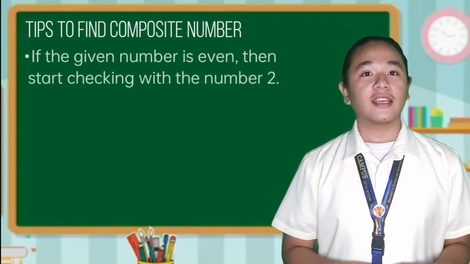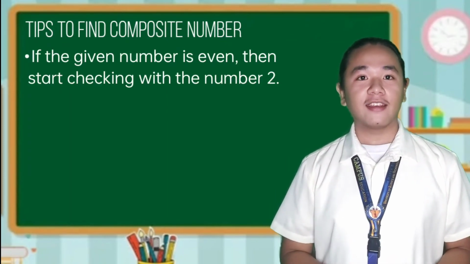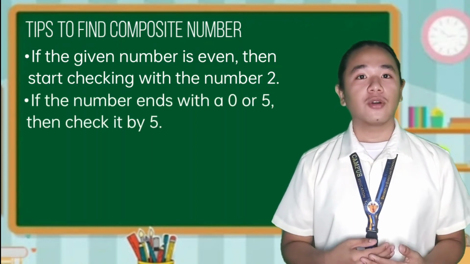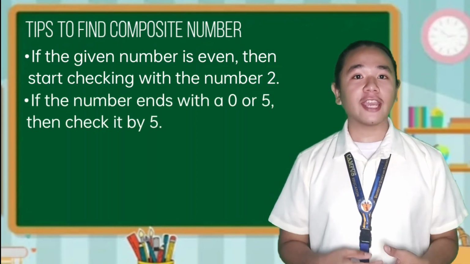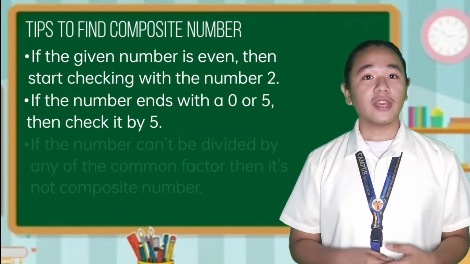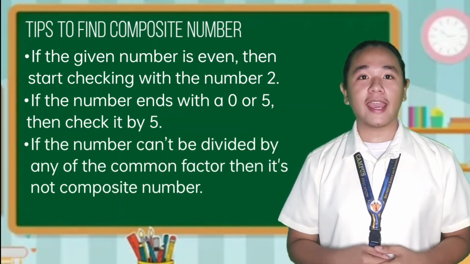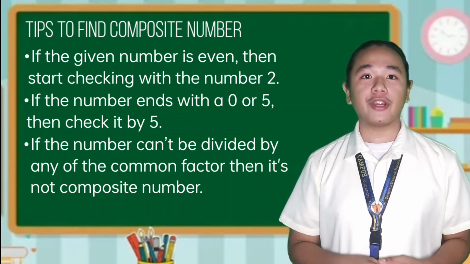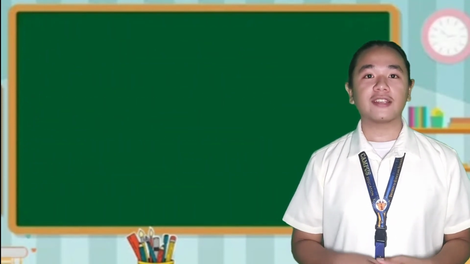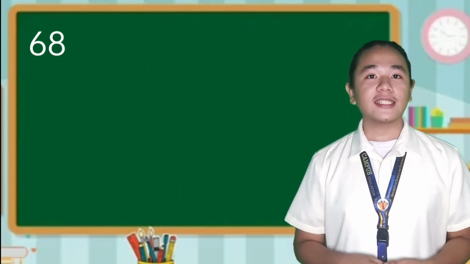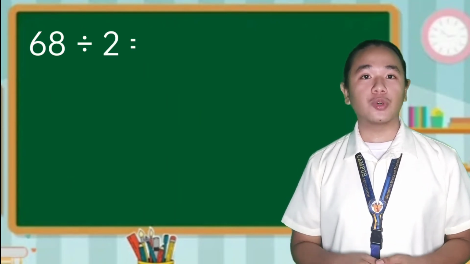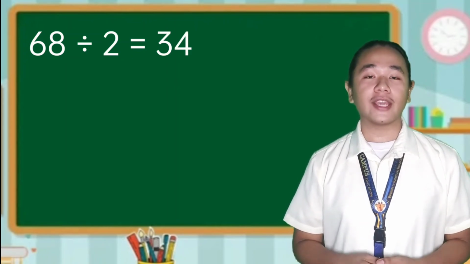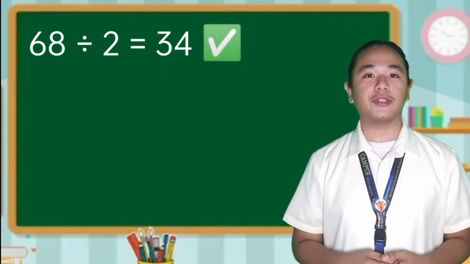The first is, if the given number is even, then start checking with the number 2. If the number ends with a 0 or 5, then check it by 5. So if the number can be divided by any of these given numbers, the common factors, then the number is a composite number. For example, 68. 68 is divisible by 2, which means it has a factor other than 1 and itself. So we can say that 68 is composite number.